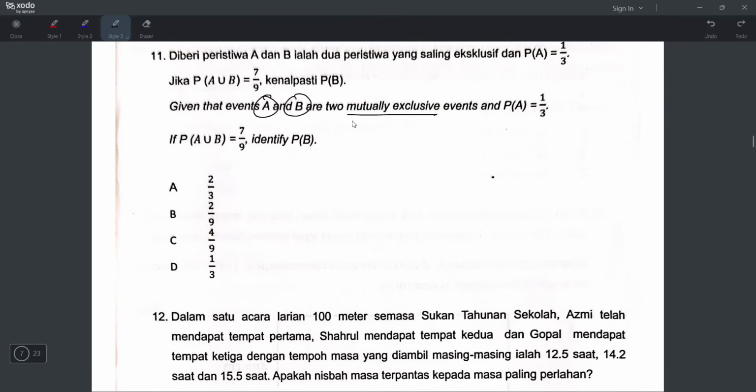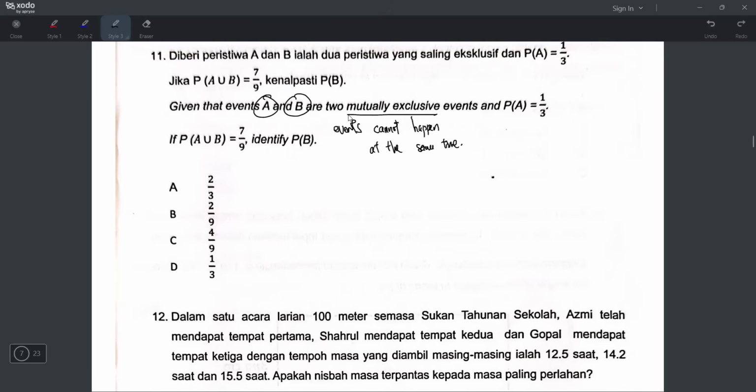Mutually exclusive means these two events cannot happen at the same time. Okay, then what if I said non-mutually exclusive? That means both events can happen at the same time lah. If mutually exclusive, cannot happen at the same time. Okay, let's finish reading the question first.